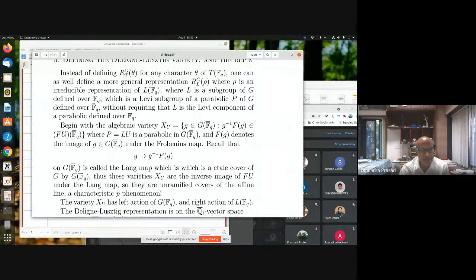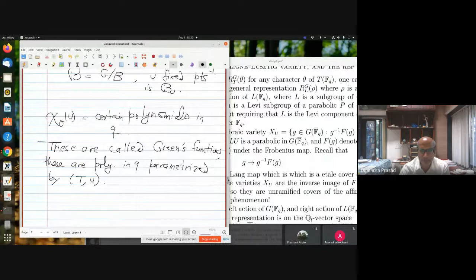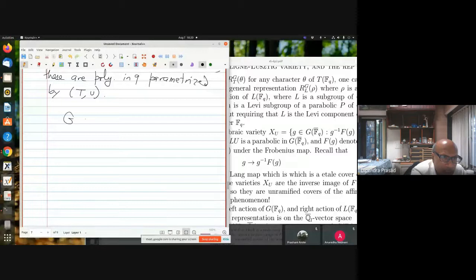Yeah, so I will not worry about that so much. And FG denotes the image of G under the Frobenius map. So maybe I should just recall the Frobenius map. So for any group G in characteristic P, say over FQ, I think the Frobenius is over FQ. So there is this mapping Frobenius from G to G, which sends X goes to X to the power Q. So this is how it is denoted.